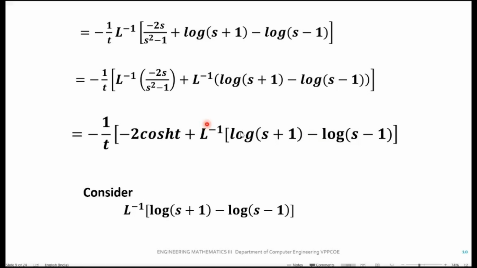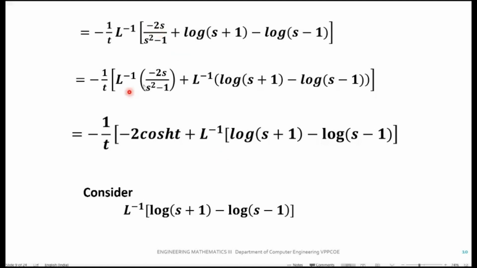तो इसको अभी हम अलग से फिर से निकालेंगे. तो फिर से we are having L inverse of a log function. तो log function के लिए हमें फिर से क्या करना पड़ेगा, minus 1/t L inverse of derivative. ठीक है, clear? Any doubt in these steps? Okay, we are having two terms.